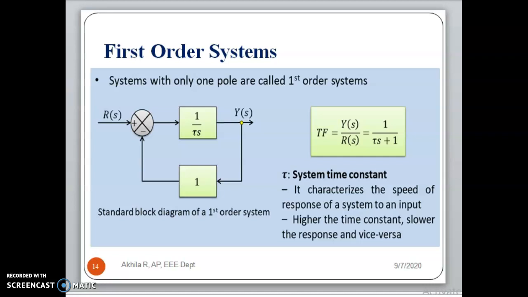The standard block diagram of the first order system will have a transfer function of 1/Ts in the forward loop, and the feedback loop is having a gain of 1. If we consider a negative feedback system, the transfer function is going to be 1/(1+sT). Here T stands for the system time constant, and the system time constant characterizes the speed of response of a system to an input. The higher the time constant, the slower the response is going to be, and if the time constant is of a low value, the response is going to be faster.